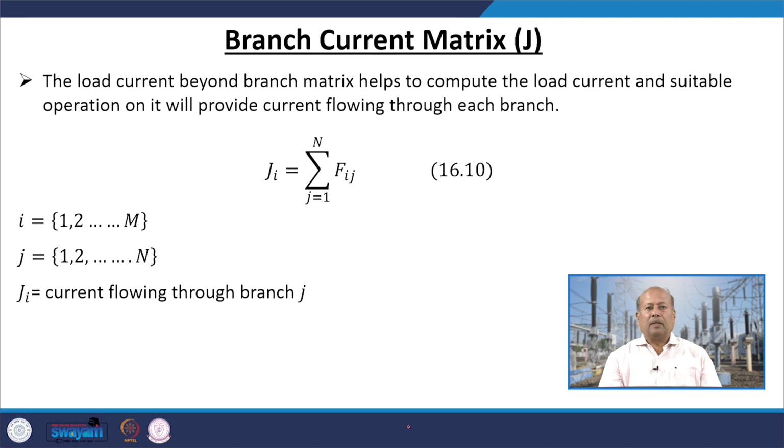Branch current matrix J: the load current beyond branch matrix helps to compute the load current, and suitable operation on it will provide current flowing through each branch. So Ji is defined as summation of j equal to 1 to n Fij. So we have determined Fij, we have to sum it up from bus number 1 to the nth bus. So Ji is the current flowing through each branch.